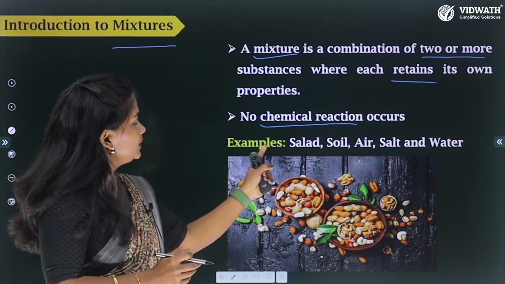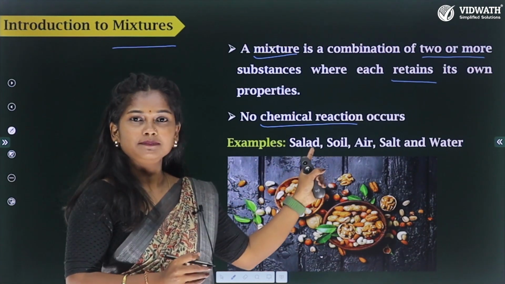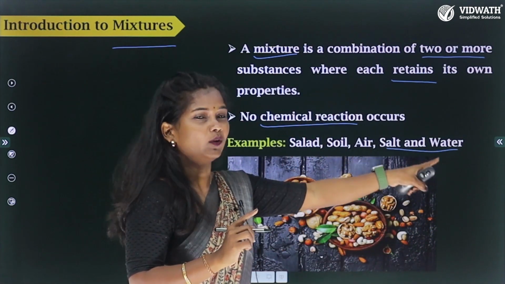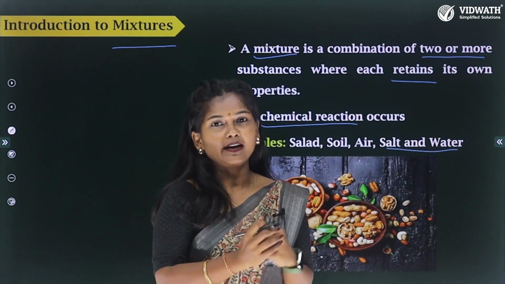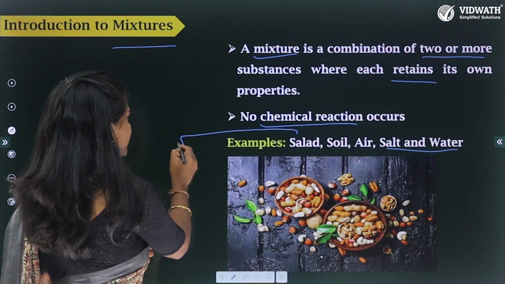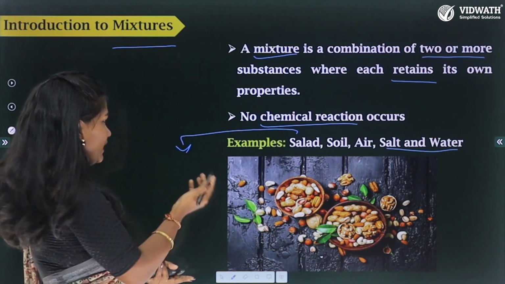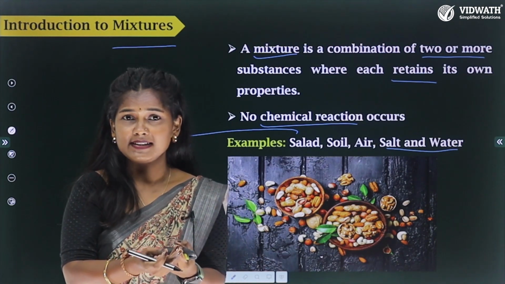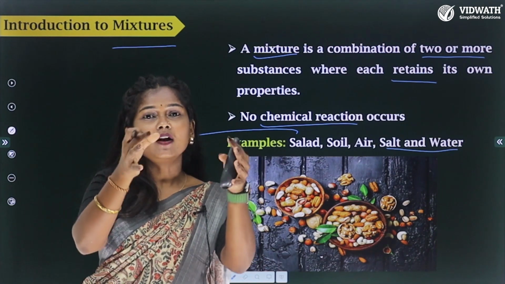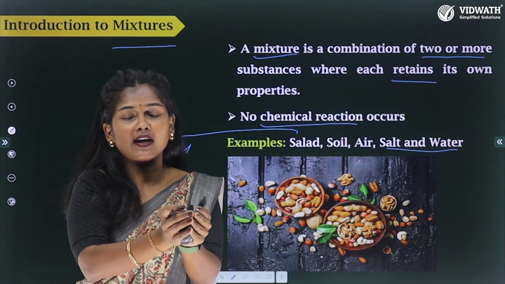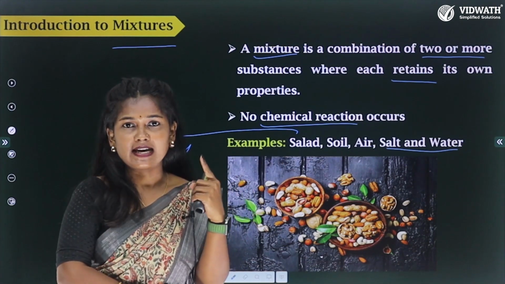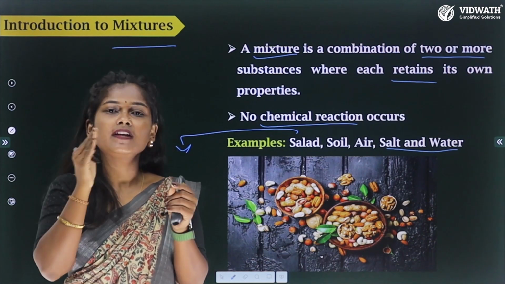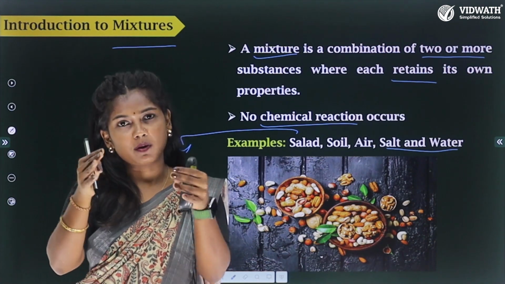For example, you have salad, soil, air, and salt and water. Salt and water is a mixture of two substances, salt and water. If you take a vegetable salad, you have carrot, cucumber, beans, peas, or anything. All these substances are mixed together and make a mixture called salad. Each substance has its own properties and retains them even in the mixture called salad.